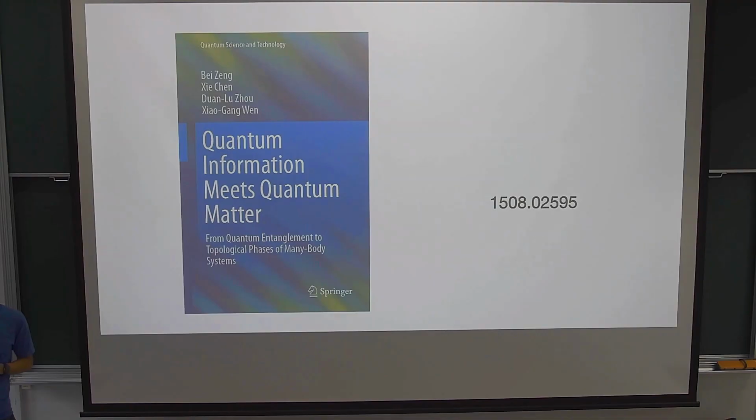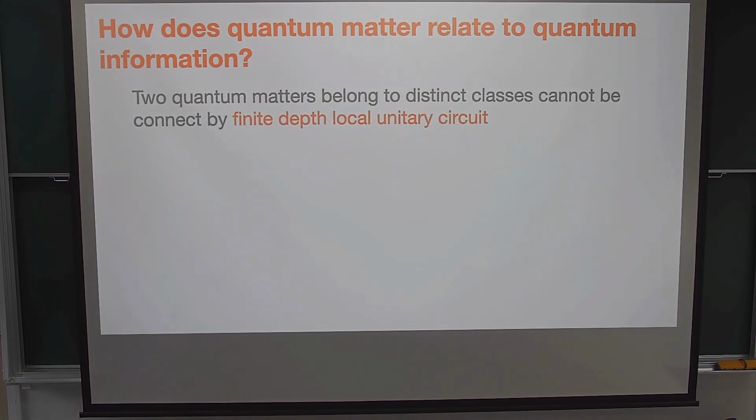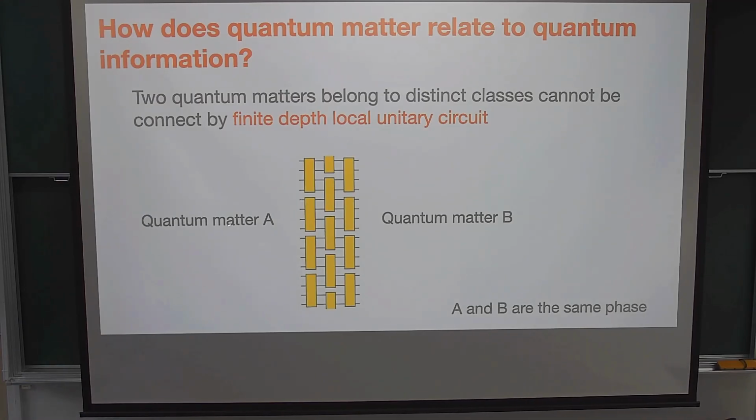Okay, so now I just go to my topic. Why, as condensed matter physicists trying to understand many-body quantum physics, is it related to quantum information? Because as a student I was strongly influenced by Xiao-Gang Wen's lectures, so we are basically thinking that if there are 2 inequivalent quantum matters that belong to 2 different classes, they cannot be connected by a finite depth local unitary circuit. So that's how we can connect quantum information to quantum condensed matter.